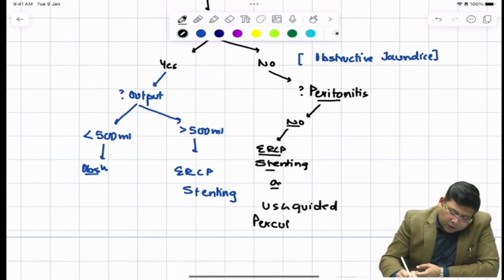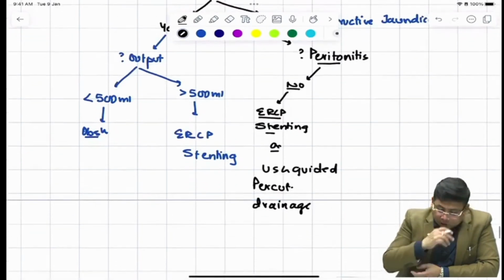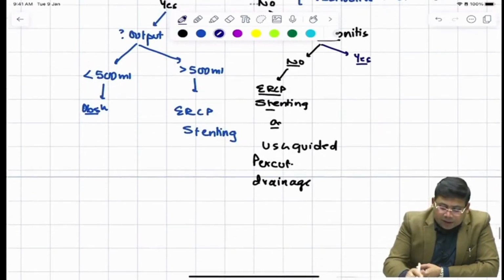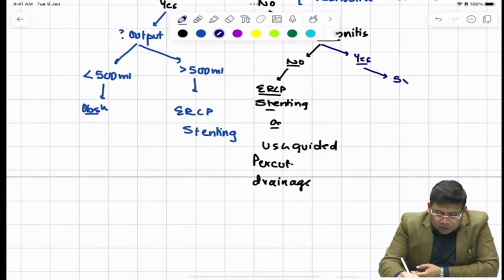ERCP stenting can be done, or USG guided percutaneous drainage can be done. This is what is very simple. Now when we talk about yes, peritonitis is there, you will have to go for surgery.